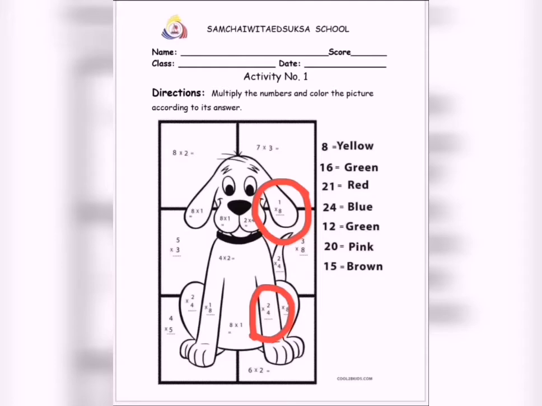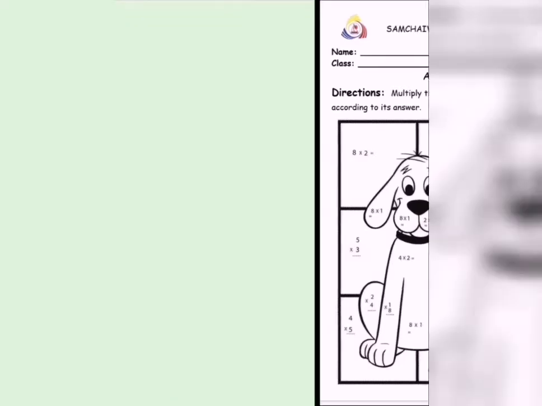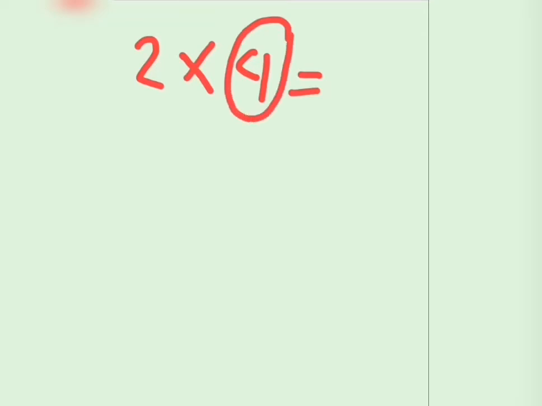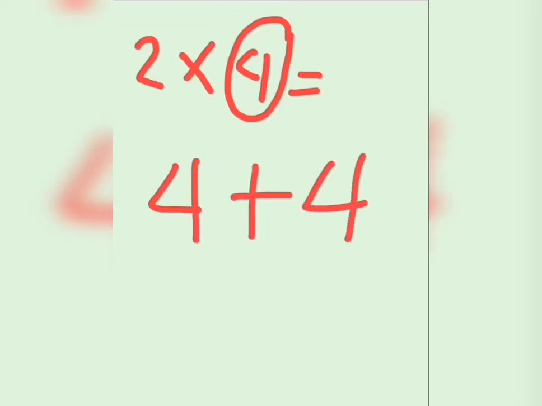Let's try to use the expanded form or the breakdown. So we have 2 times 4. If you're going to make the expanded form, that means we are going to make 2 4s. So 4 plus 4, we get the answer 8. So they have the same answer with 8 times 1. 8 times 1 equals 8. 2 times 4 equals 8 also.